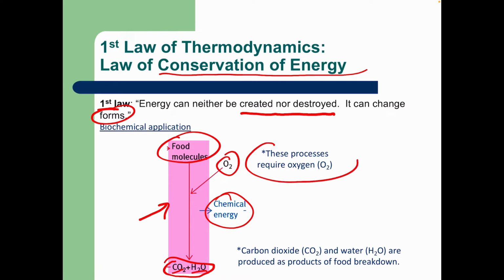Again, these processes require oxygen because it's the final electron acceptor in the electron transport chain. And so we need that to create ATP in the ATP synthase. And again, carbon dioxide and water are produced as products of food breakdown.